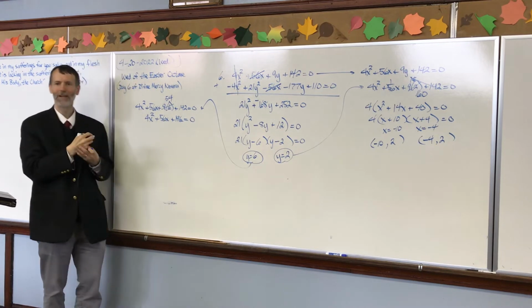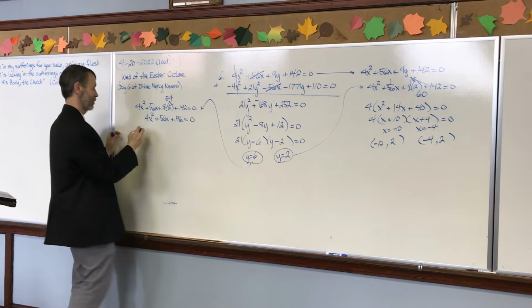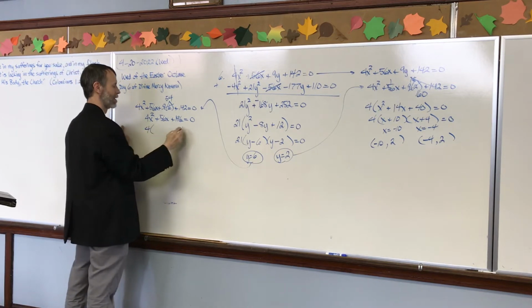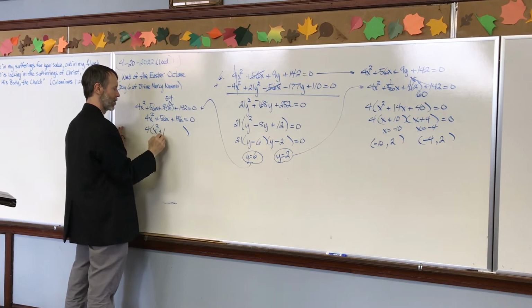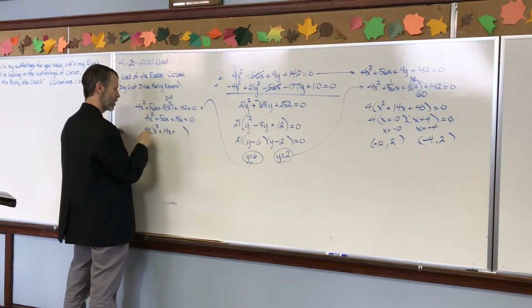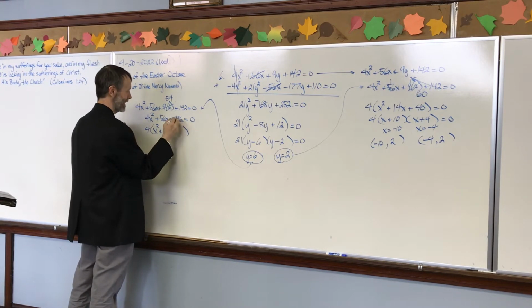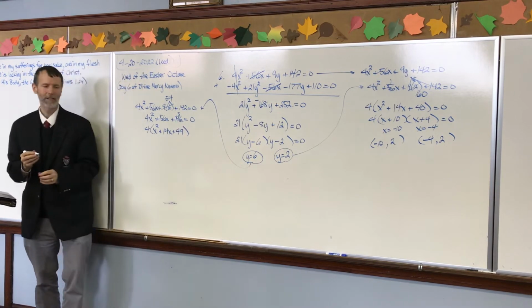How would you solve that? You could factor out a 4. Definitely. Pull out a GCF of 4. What's left behind? x squared plus 14x plus 49. 4 goes into 196 49 times, so it's 4 times that. Does that factor?